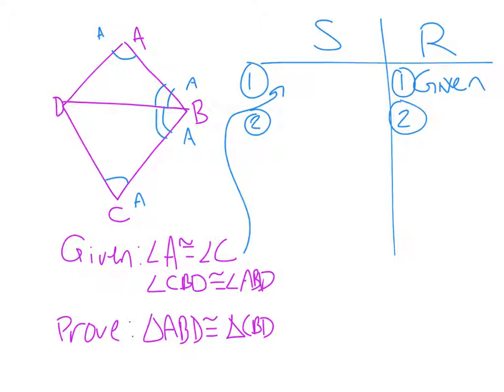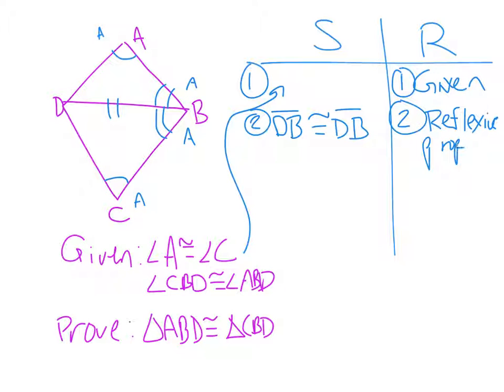So, why is BD congruent to itself? It is called reflexive property. Remember that one? DB is congruent to DB. That is reflexive property.